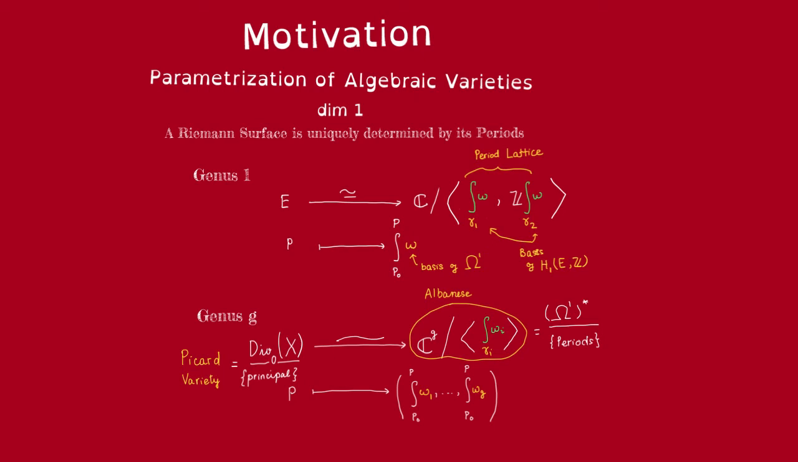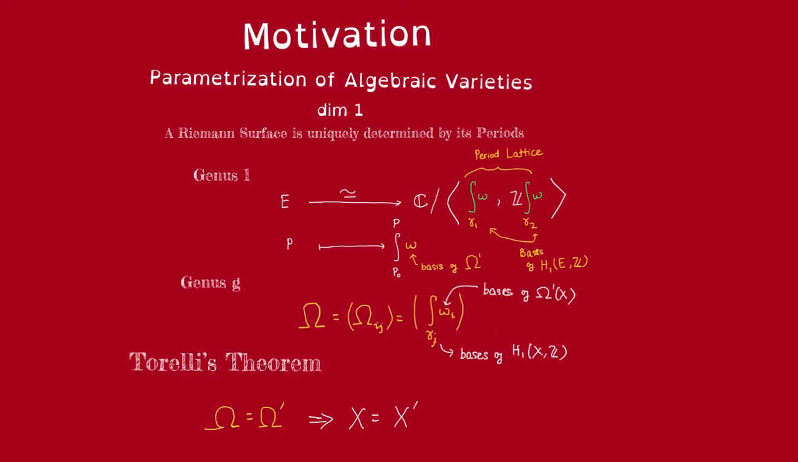Okay, so that's all good, but you're probably frustrated now because we said that we're going to talk about how the periods determine the Riemann surface, and here it seems that the periods determine the Picard variety of the Riemann surface. We haven't talked about the relationship between the periods and the isomorphism class of the Riemann surface. So let's do that. This claim is going to be implied by Torelli's theorem.